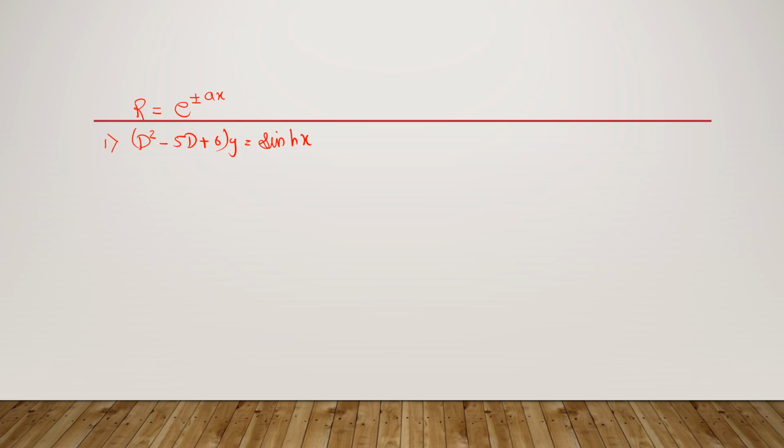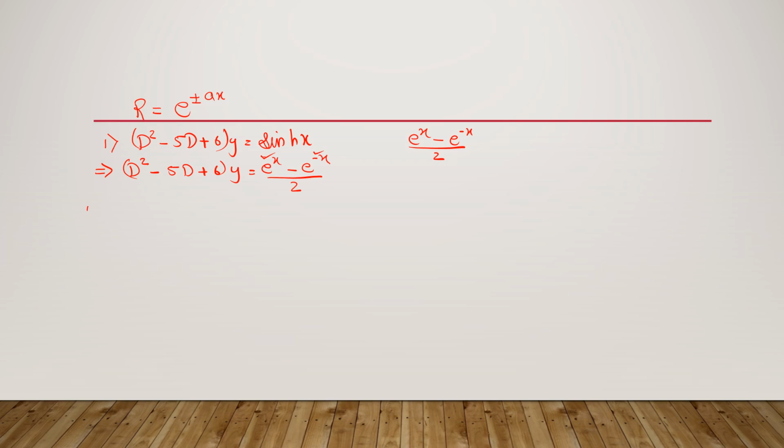Now this sinh x can be written as (e^x − e^(−x))/2. Substituting the corresponding value of sinh x, we can rewrite this equation as (D² − 5D + 6)y = (e^x − e^(−x))/2. Now we can find the particular integral solution for this e^x and this function, that is e^(−x), separately.